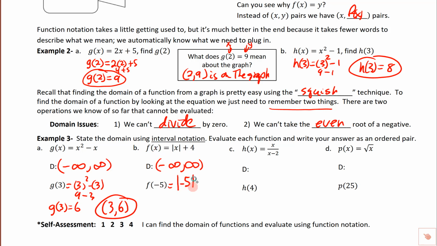So this is the absolute value of negative 5 plus 4. So that's going to be 5 plus 4. So that means f of negative 5 is equal to 9. So the ordered pair would be negative 5, 9. That means that point is on the graph.